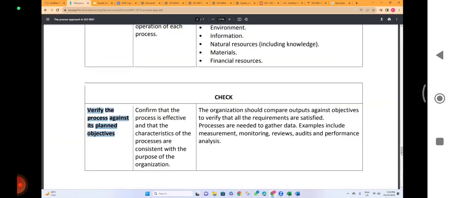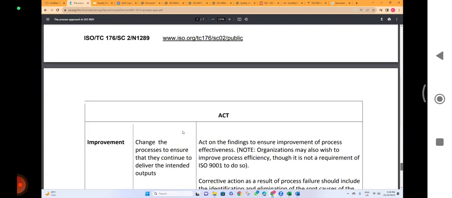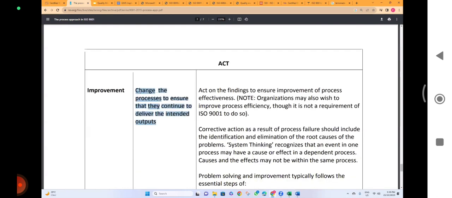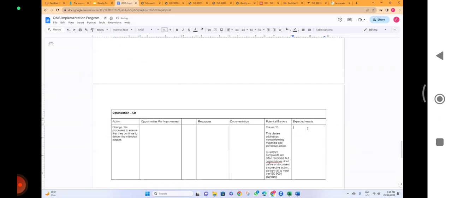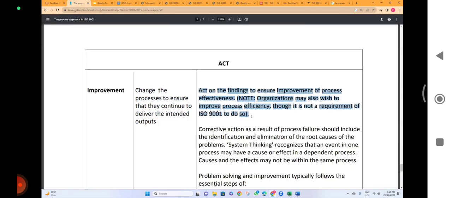So this is step number 12 out of 12. What you have to do here, if you're not satisfied, is change the processes to ensure that they continue to deliver the intended outputs. Again, whenever we say processes, we are talking about the process approach. So this is the action that has to be done. What is the expected result here? The expected result is this one.